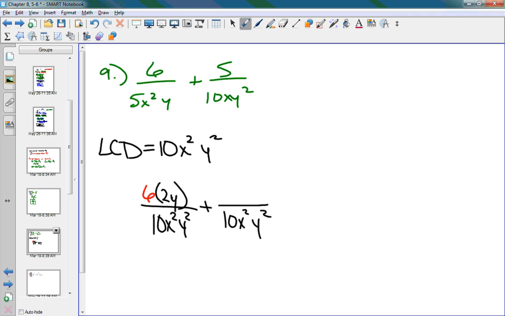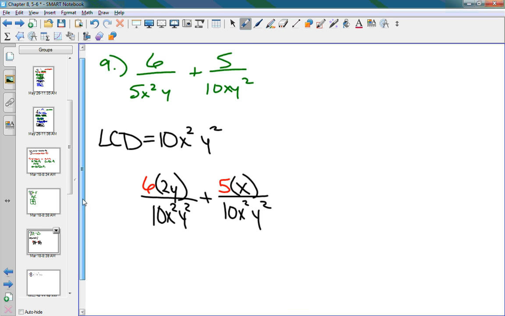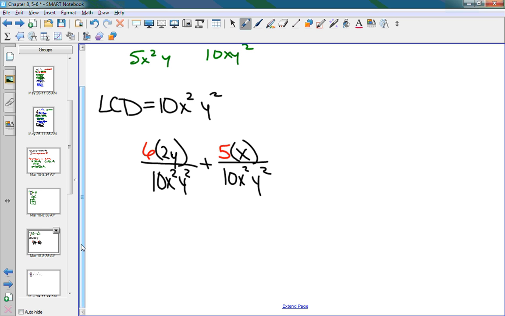Go to the second one. The 5 I bring down. What did I multiply 10 by to get 10? 6. I don't want to change it so it's the same. What did I multiply x by to get x squared? And what do I multiply y squared to get y squared? Nothing. Nothing. Okay, so now these two fractions like each other. Yeah. So now what are we going to do?